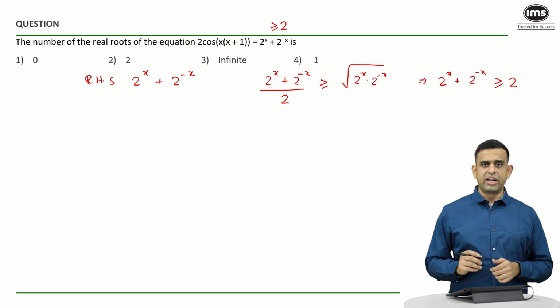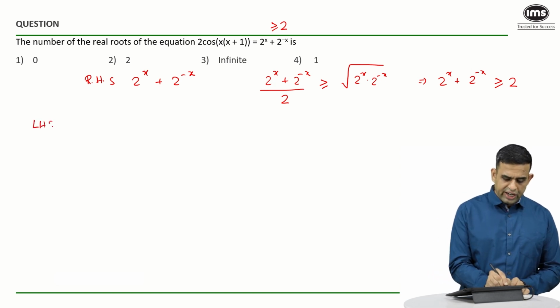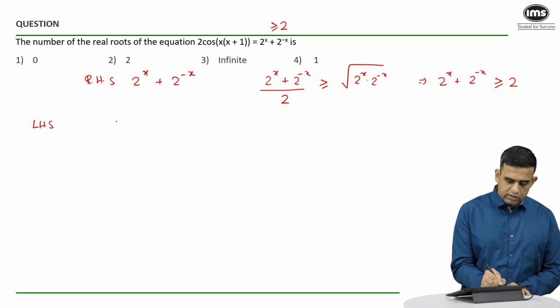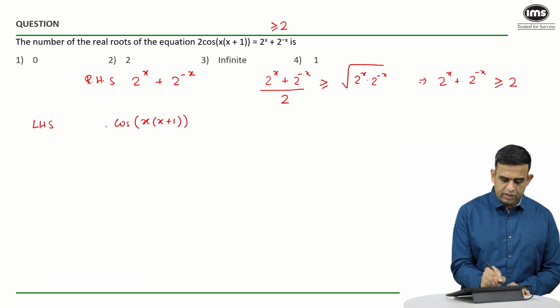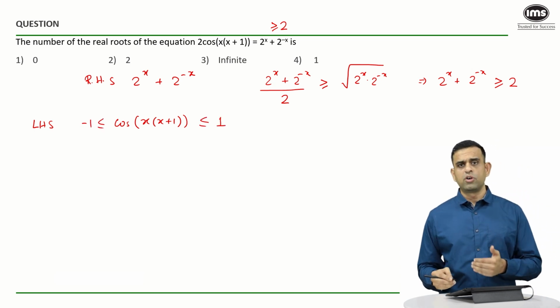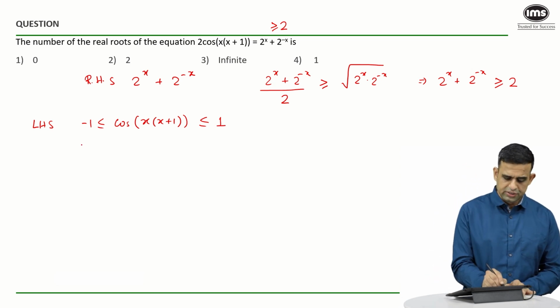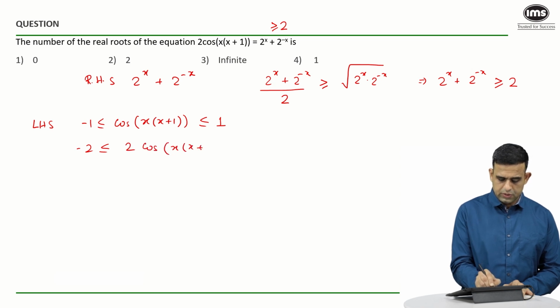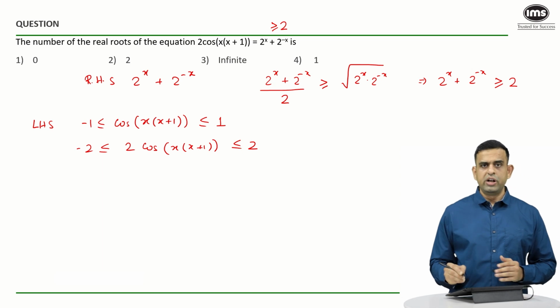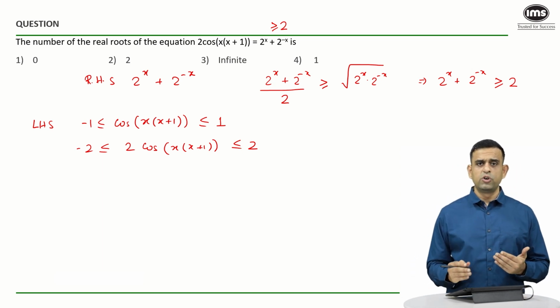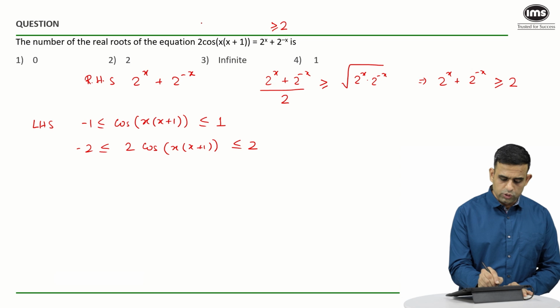Let's focus on my left hand side now. If I look at the left hand side currently, one knows that the term cos theta is always between minus 1 to plus 1. So one can say the term 2 cos theta is going to be between the numbers minus 2 and plus 2, including the extreme points. So now it is very clear that my left hand term is going to be between minus 2 to plus 2.